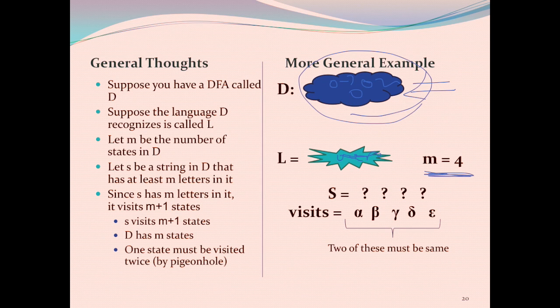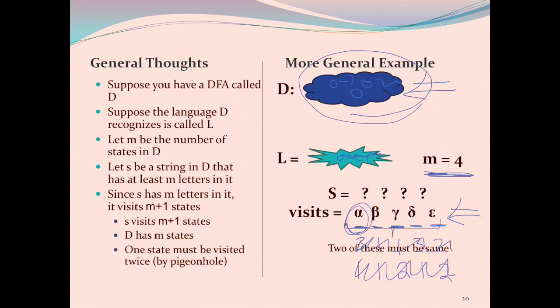Let's say it visits state alpha, then beta, then gamma, then delta, then epsilon. So maybe alpha is state 3, and beta is state 1, and gamma is state 1, and delta is state 3, and epsilon is state 2. Or maybe alpha's 1, and beta's 1, and gamma's 2, and delta's 1, and epsilon's 2. I don't know. All I know is that each of these represents a number.